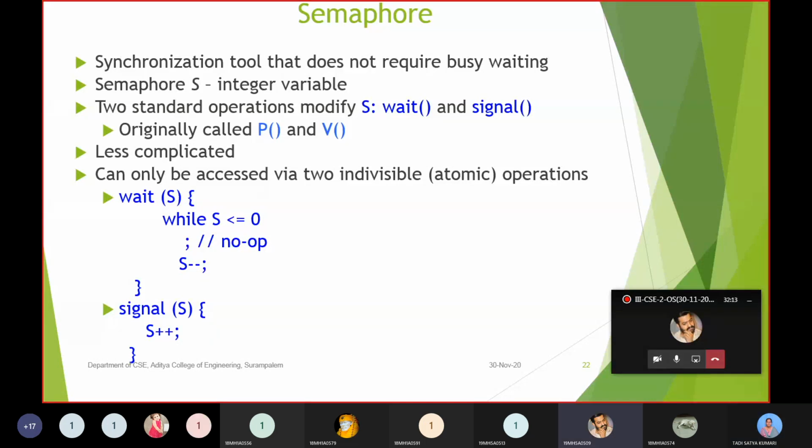Greater than or equal to 0. Yeah, in the wait operation, we are checking whether the semaphore value is less than or equal to 0. If the value is less than or equal to 0, we are not doing anything. Otherwise, we are decrementing the value of the semaphore, because what is the initial value of semaphore, Andi?